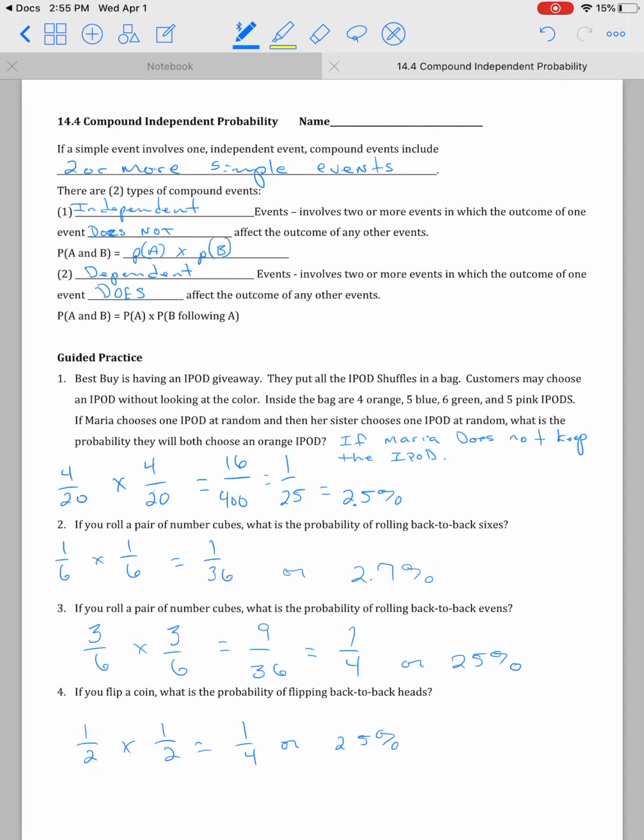Now, let's see here. Number 4. If you flip a coin, what's the probability of flipping back-to-back heads? Does me flipping the coin the first time affect flipping the coin the second time? It doesn't, right? Not unless you shave the face off of a coin. It won't affect it. So, to flip the coin, the first time chance to get a heads is 1 for 2. There's 2 sides to a coin. What about the second time? 1 for 2. Multiply straight across. That's 1 over 4, or 25%.